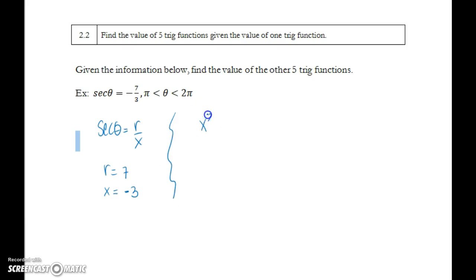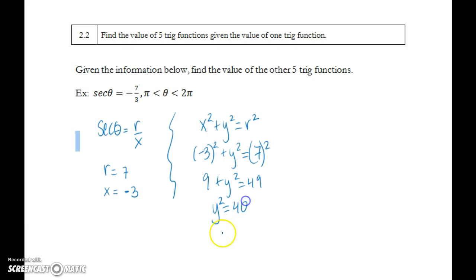So we know that x squared plus y squared equals r squared. Substitute negative 3 for x and 7 for r and solve for y. So 9 plus y squared equals 49. Y squared equals 40. Y equals the square root of 40. Or if you choose to simplify, y equals 2 square root of 10.